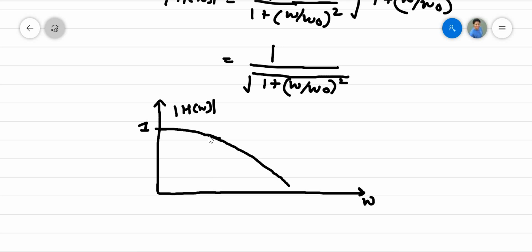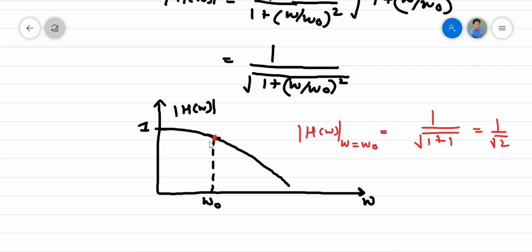Goes like this. And there will be some point when the frequency omega will be equal to omega naught. We want to find out what happens. Now the magnitude of H(omega), when omega is equal to omega naught, will be equal to 1 over root of 1 plus 1, that is equal to 1 by root 2. And at that particular point, our magnitude is equal to 1 by root 2.